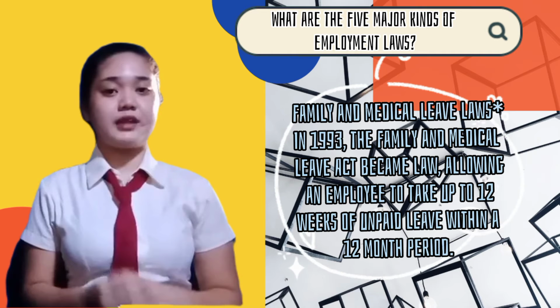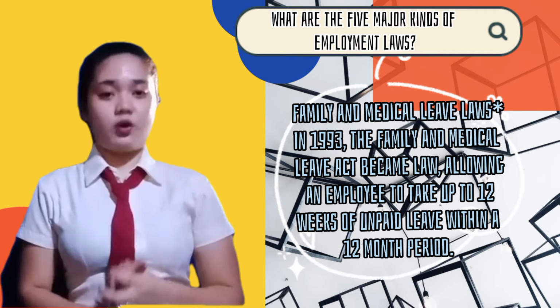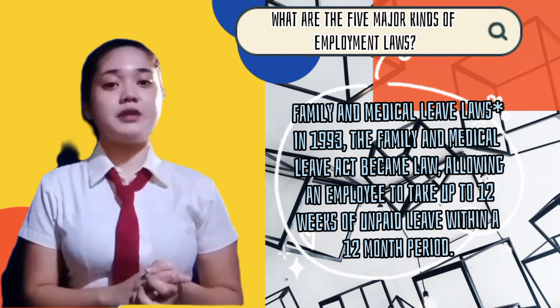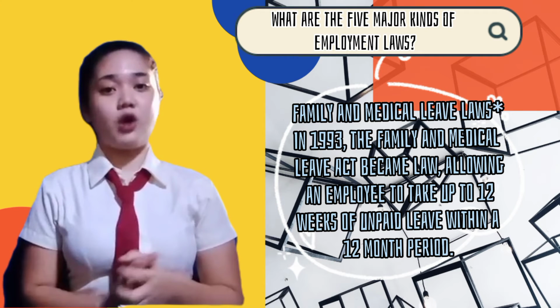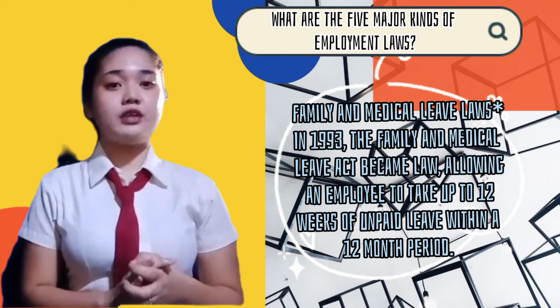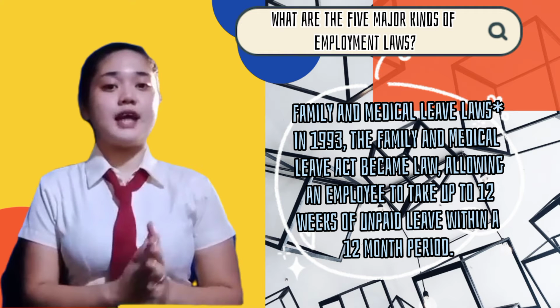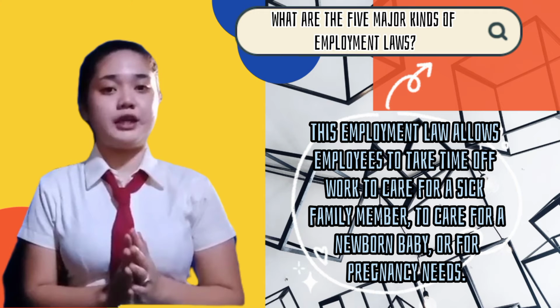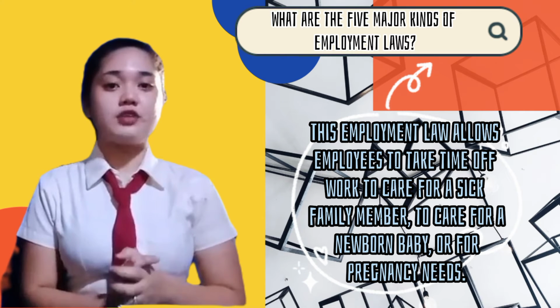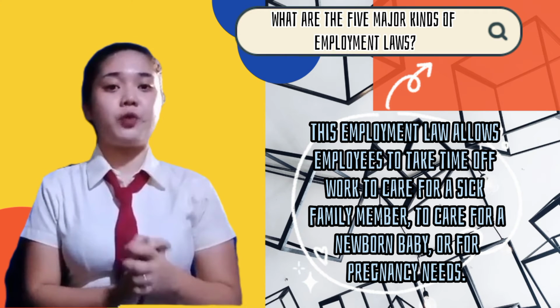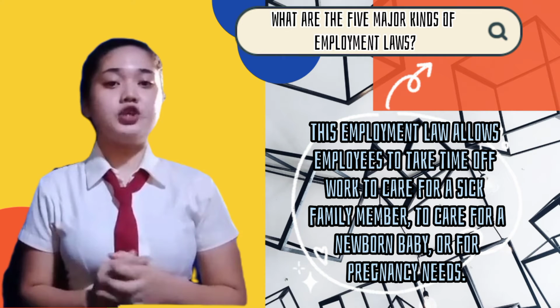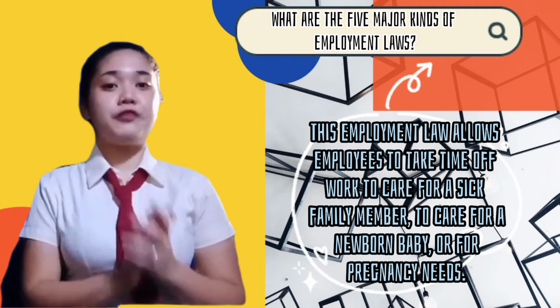Second, family and medical leave laws. In 1993, the Family and Medical Leave Act became law, allowing an employee to take up to 12 weeks of unpaid leave within a 12-month period. This employment law allows employees to take time off work to care for a sick family member, to care for a newborn baby, or for pregnancy needs.